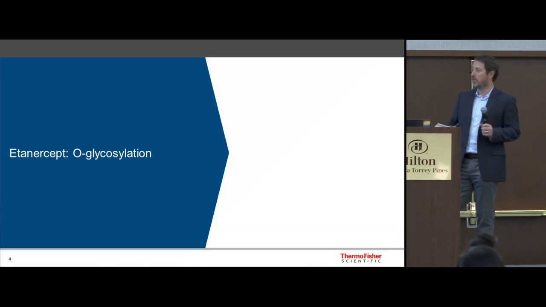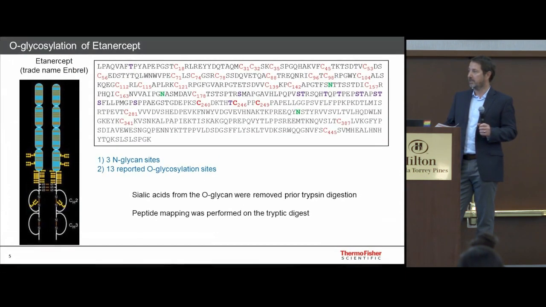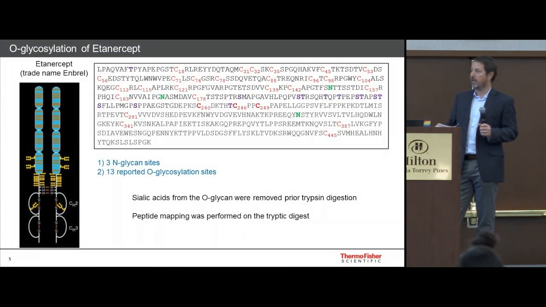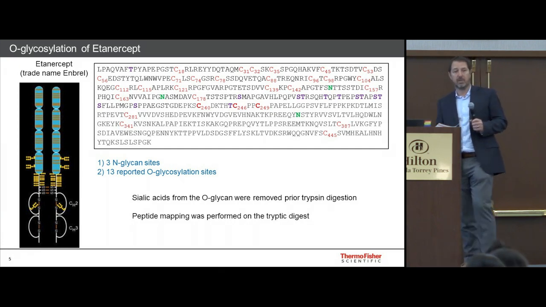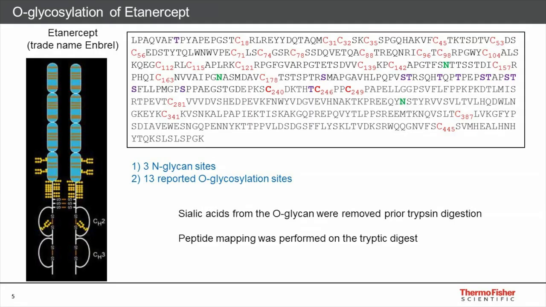So case study 1, Etanercept, and I'm going to look at O-glycosylation. Etanercept is a fusion protein. There are 3 N-glycan sites, and there are 13 reported O-glycosylation sites. Etanercept is expressed in CHO cells, so we know that the O-glycosylation will be a core 1. Now, it could be core 1 with 1 or 2 sialic acids.